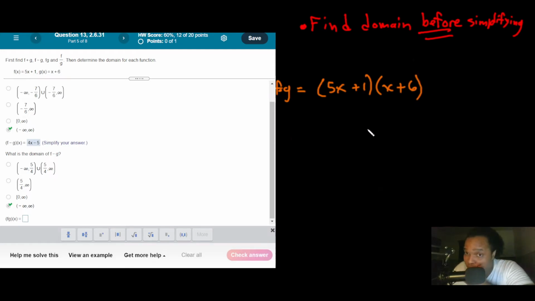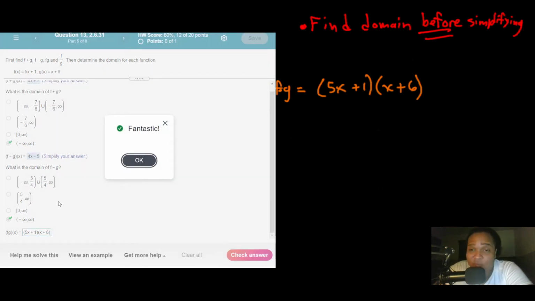Now, do we have any fractions or square roots? No. So we're just going to say the domain is negative infinity to positive infinity. So we have to take our time and distribute. And they didn't tell us to simplify. So, I wonder if we can get away with not multiplying them all now. Let's see if they'll let us slide with it. So x plus 6. And they didn't say to simplify, did they?